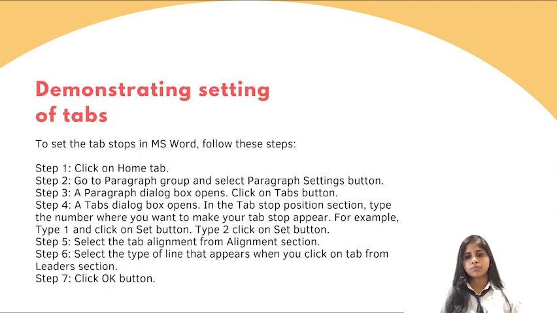In the Tab Stop Position section, type the number where you want your tab stop to appear. For example, type 1 and click on the Set button. Type 2, click on the Set button. Then select the tab alignment from the Alignment section. Then select the type of line that appears when you click on tab from the Leader section. Lastly, click on the OK button.